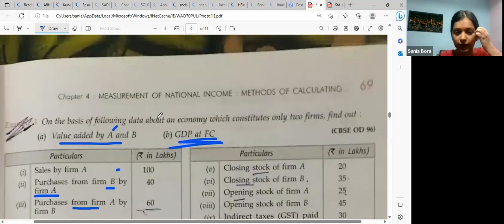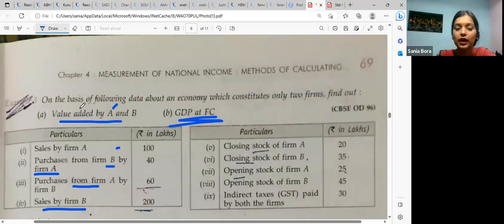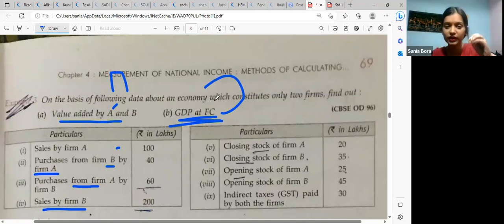So now, first you will calculate the value added for A and B differently. Then you will add both, and whatever you get is GDP at MP. Then you will convert this GDP at MP to GDP at FC. No need to do that differently. First calculate the value added of A and B separately, then add both values and then convert that value to GDP at FC. Clear?